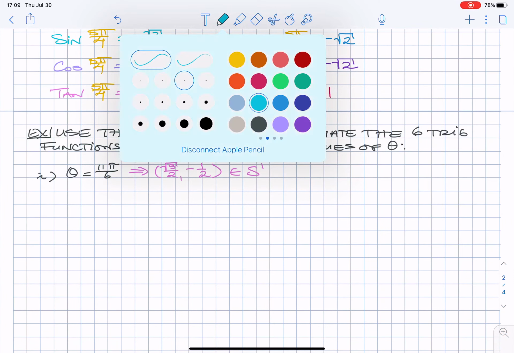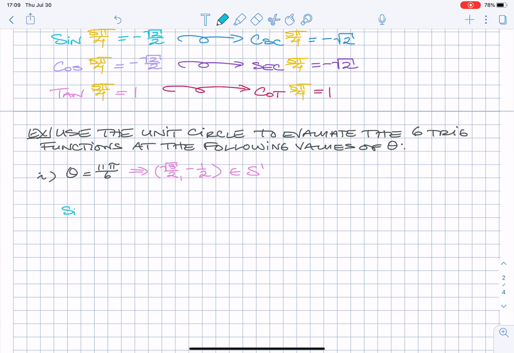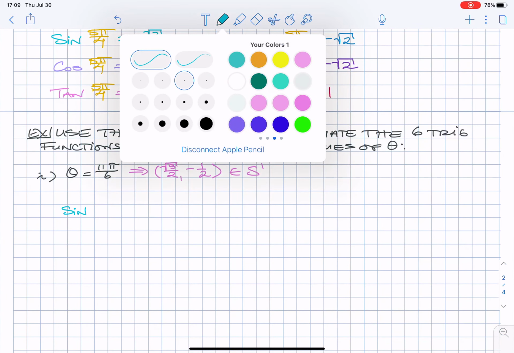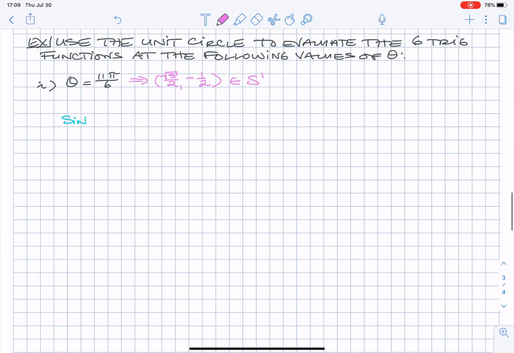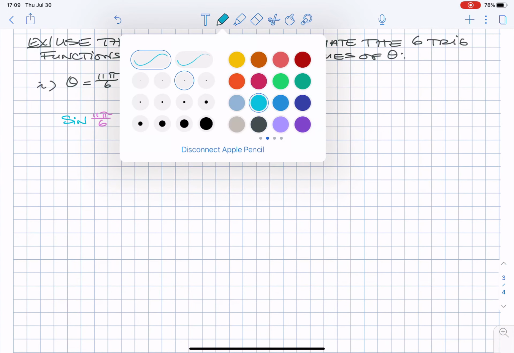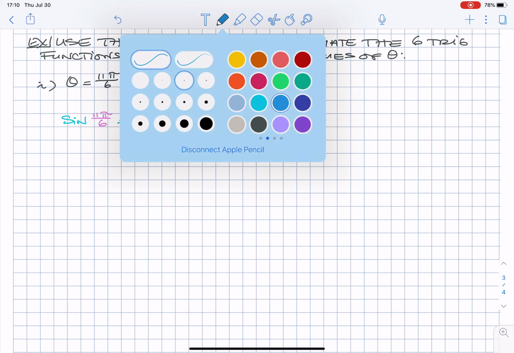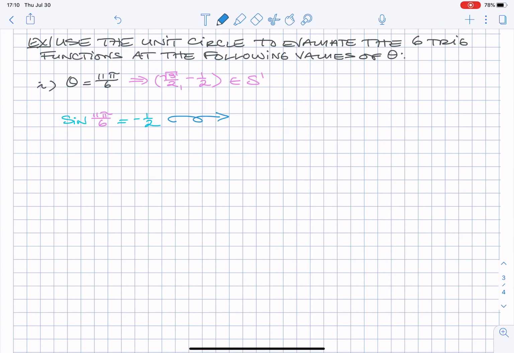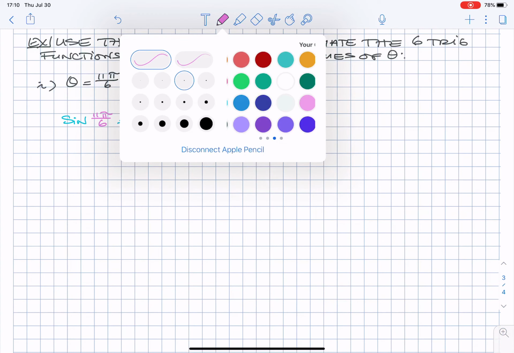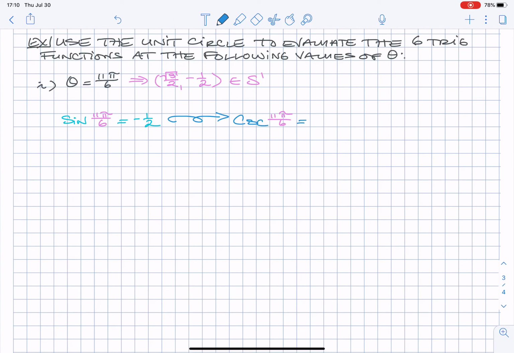Okay, so therefore sine of 11 pi over 6, which is the y coordinate, is going to be negative 1/2. So right away we know that cosecant, the reciprocal, cosecant of 11 pi over 6, which is 11 times 30, right? Because pi over 6 is 30, so that's 330 degrees. So that's going to be negative 2.